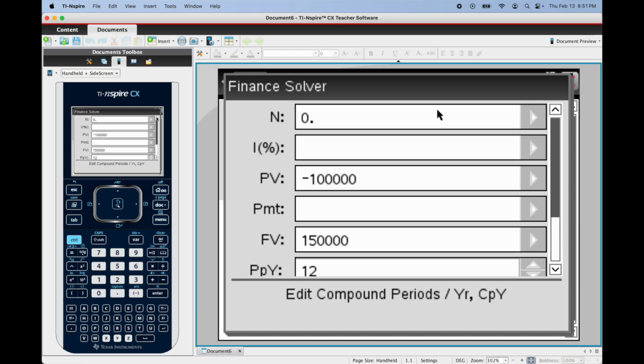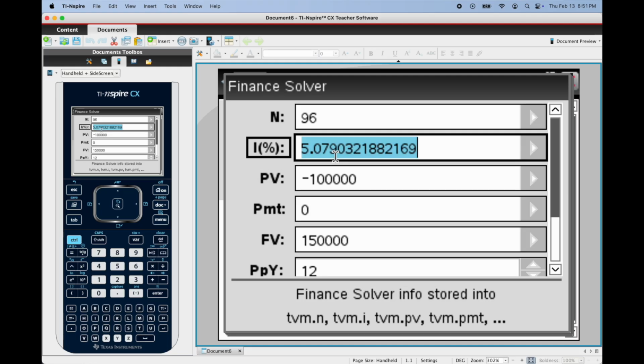Last one is N. We keep it in for 8 years, and it's compounded 12 times a year, so that's 96. Interest rate we wanted to find. Payment was 0, we're not making any. And there we go, 5.08%. 5.08%. So let's go back to the document and write that out.